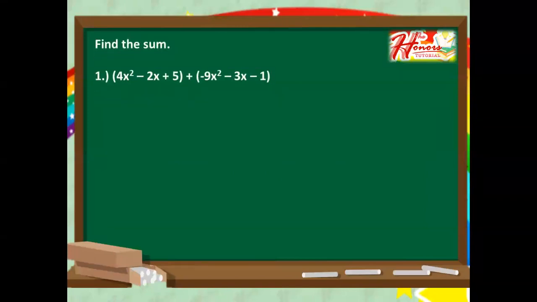Find the sum. Number 1. We have here 4x squared minus 2x plus 5 plus negative 9x squared minus 3x minus 1. So this is what you are going to do. Please write the given vertically first. So I will write the solution here.